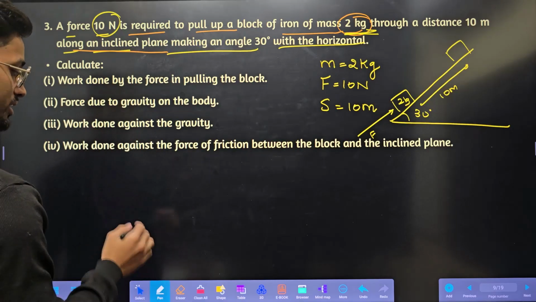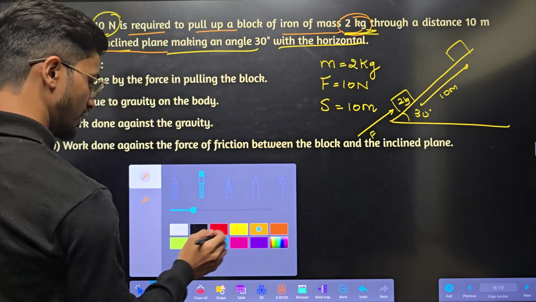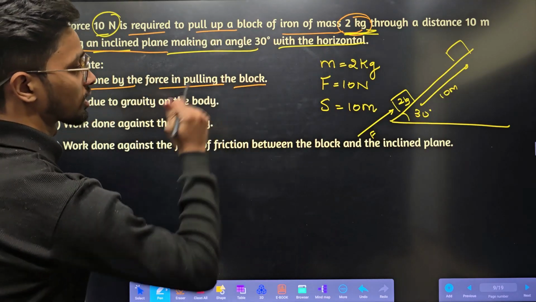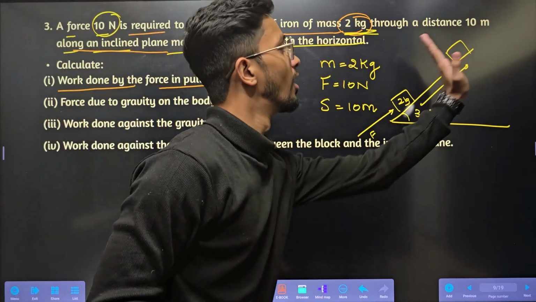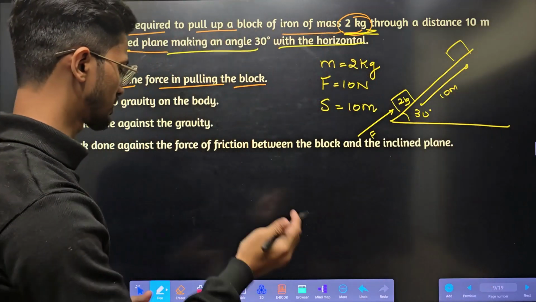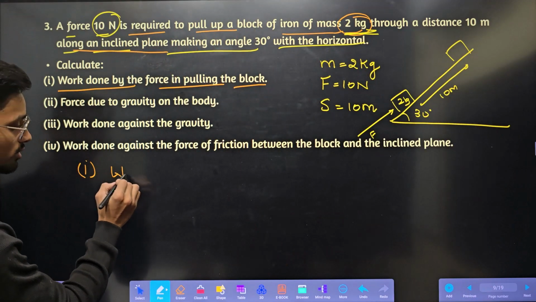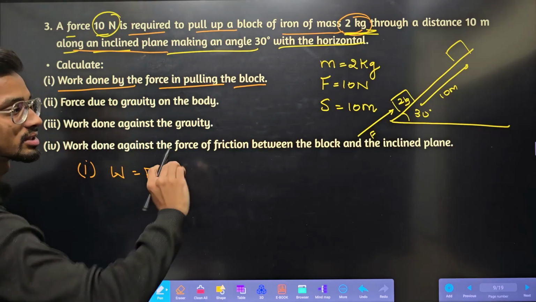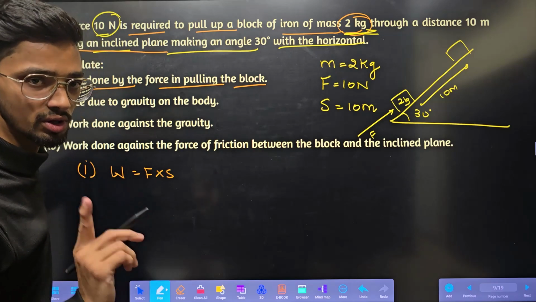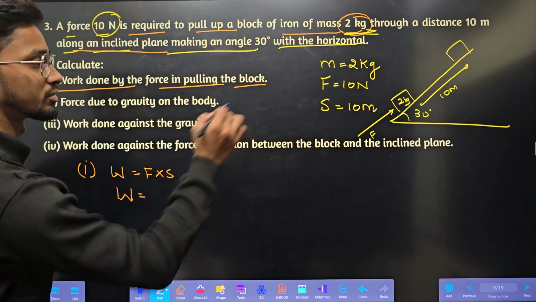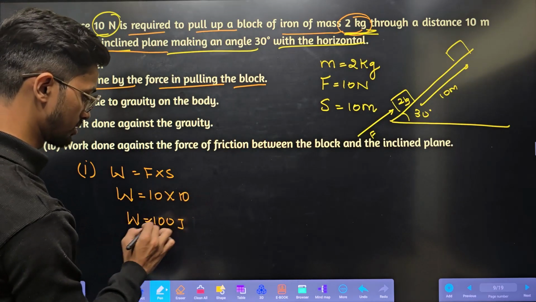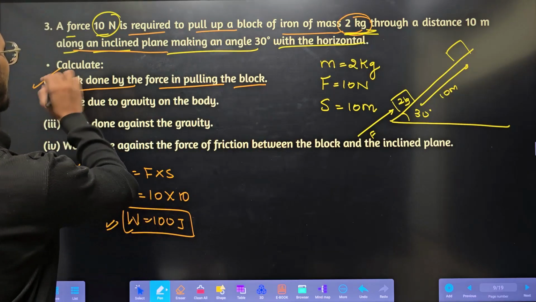Let us see what all we need to calculate. Work done by the force in pulling the block. See, how much work is done in pushing the block from here to here. So simple. First question we will solve. W is equal to force into displacement, because they are in the same direction. If they are in the same direction, cos theta becomes 1, because cos 0 is 1. So W is equal to, what is force? Force is 10. Displacement is also 10. So work done will be how much? 100 joule. Simple. First one is done.